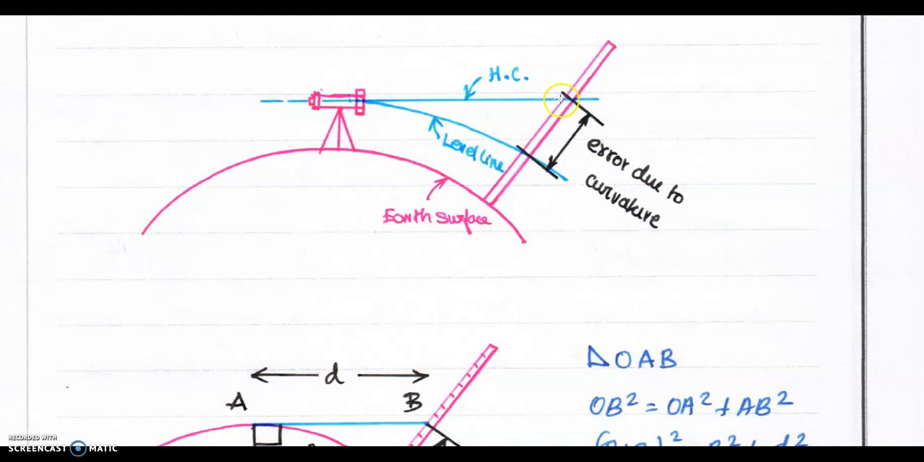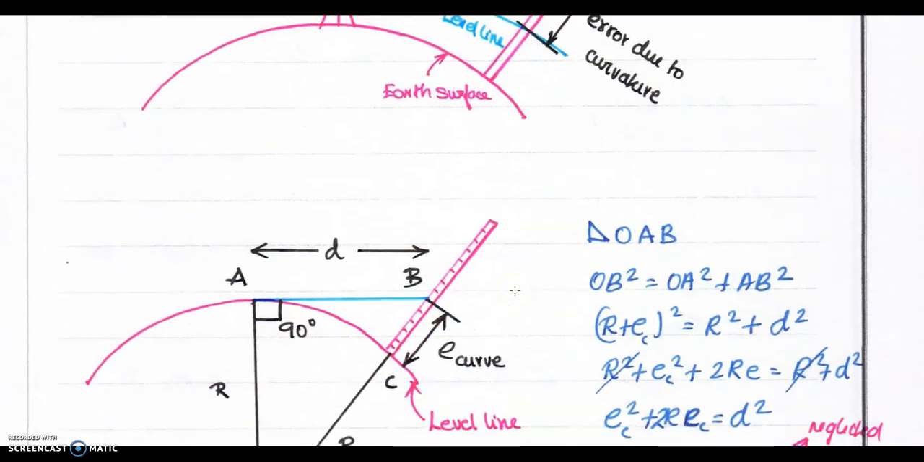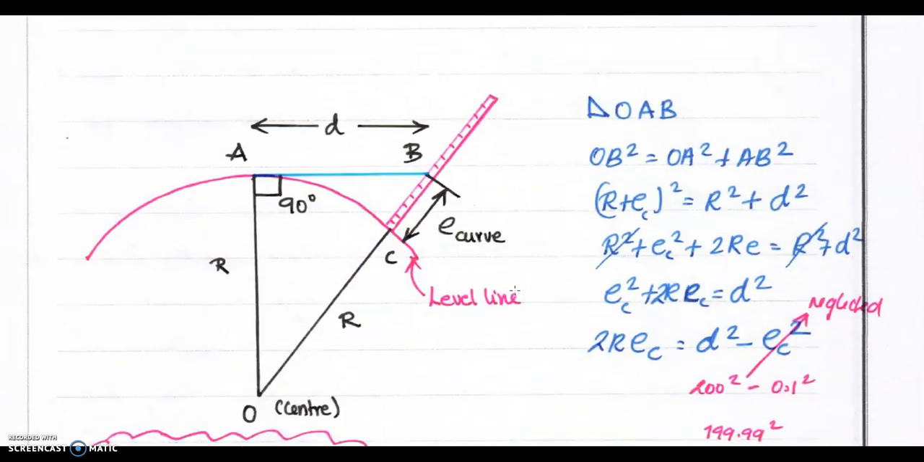Actually, this line of sight should touch here, but instead of touching here, it is intersecting the reading on the leveling staff here. So this is a positive error, and the corresponding correction is negative. This is the error due to curvature. Next, how to get the value of the error or correction due to curvature.